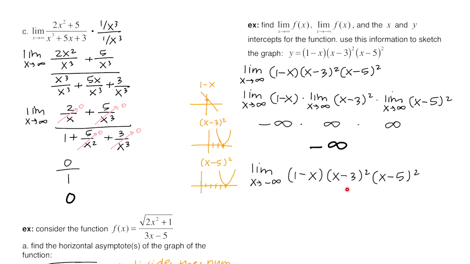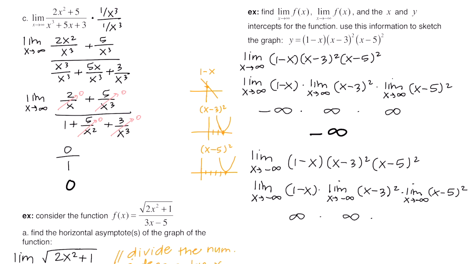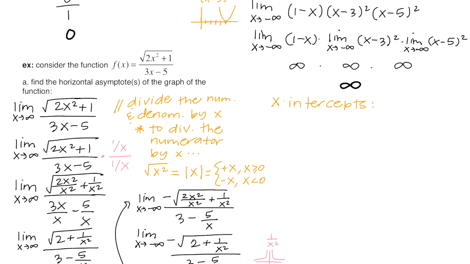We're going to look at each of these in the negative direction, but first let's rewrite it using a product of their individual limits. So as x goes to the left, this graph is going to go up. As x goes to the left, this graph is also going to go up to positive infinity, and similarly for the last function. So our final answer is positive infinity. That means as x goes to negative infinity, the height of the graph is going to go to positive infinity or up. Next, we want to find the x-intercepts.